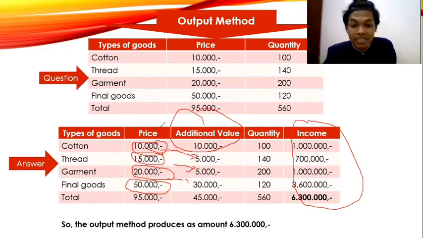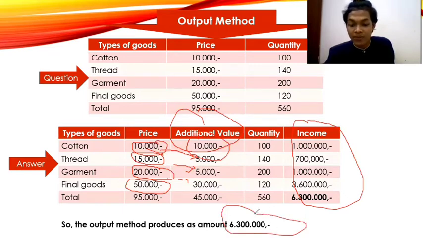Here for the cotton, the additional value is 10,000. 10,000, you can times to the quantity 100, and then we get 1 million. For the thread, garment, and final goods are the same, and then we find the total income as amount 6,300,000. So Danny, the output method produced as amount 6,300,000. Do you get it? Okay, students.